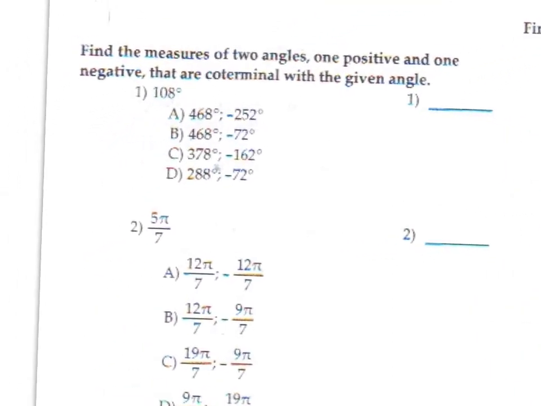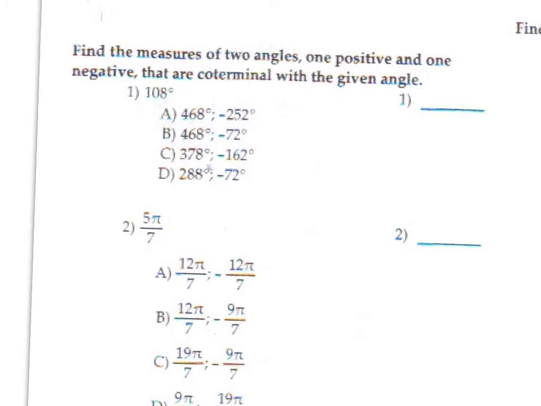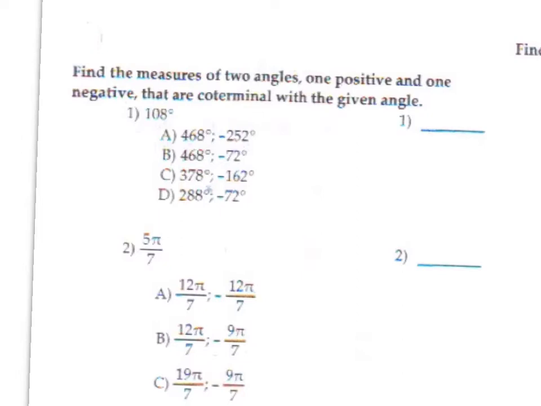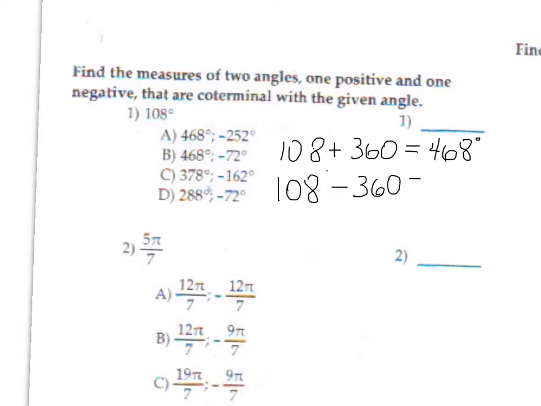In problem number 1, all you need to do to find the two coterminal angles is add 360 degrees and subtract 360 degrees to the angle. So it's 108 plus 360. You add them up, and that's 468. And then to the 108, you're going to subtract 360, and that's negative 252. So that is A.